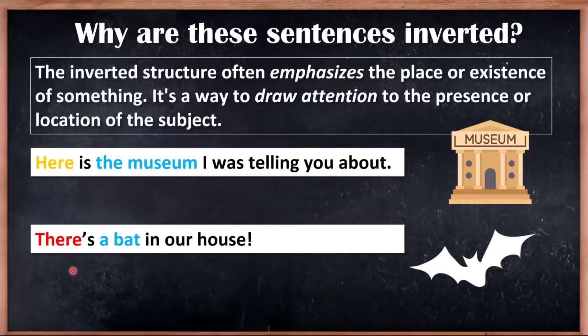Here's another example. There's a bat in our house. Again, we're drawing attention and emphasizing the existence of the bat in the house. Oftentimes when we use here or there, we're pointing. We're really drawing attention to the location of the subject.